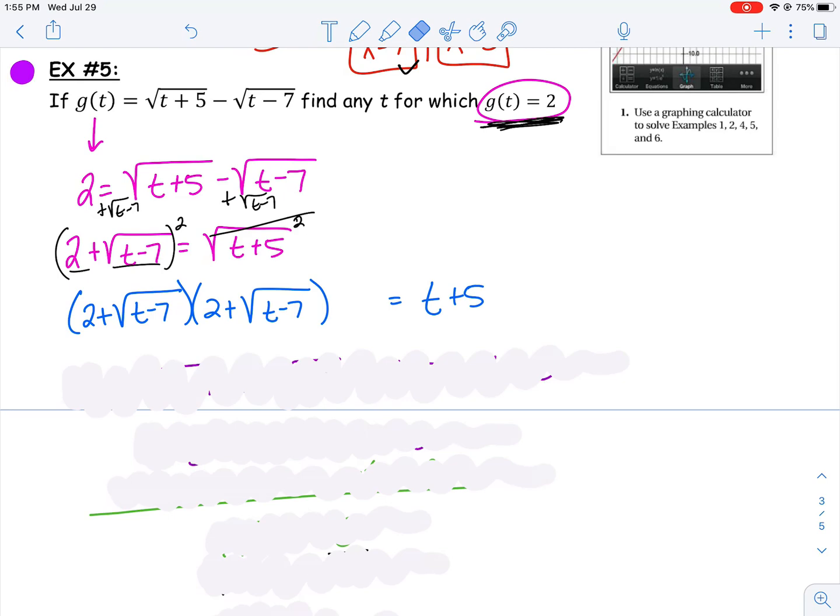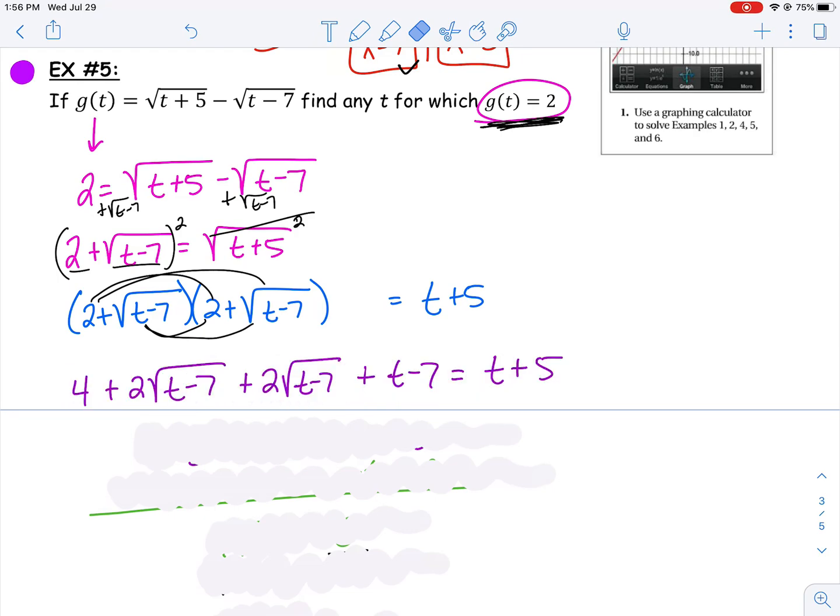So I really have a 2 plus the square root of t minus 7 times another 2 plus the square root of t minus 7. Remember on the right side there was that t plus 5. Now we have to FOIL. 2 times 2 is 4. 2 times the square root of t minus 7 is 2 rad t minus 7, times another 2 rad t minus 7. And when I take the square root of t minus 7 times another square root of t minus 7, I have the square root of t minus 7 squared, and the square and the square root cancel each other out. So I have 4 plus 2 rad t minus 7, 2 rad t minus 7, and then just a t minus 7 because the square and the square root cancel.